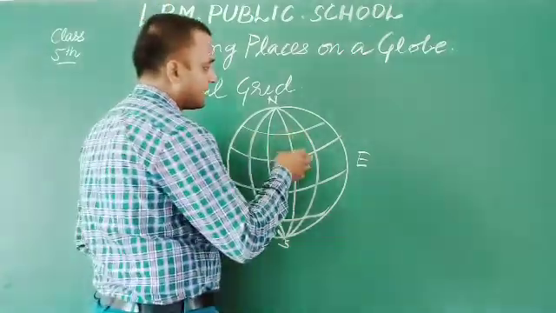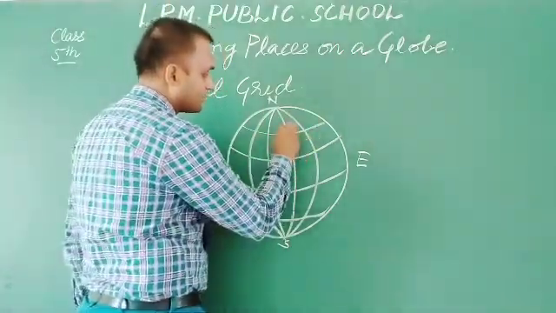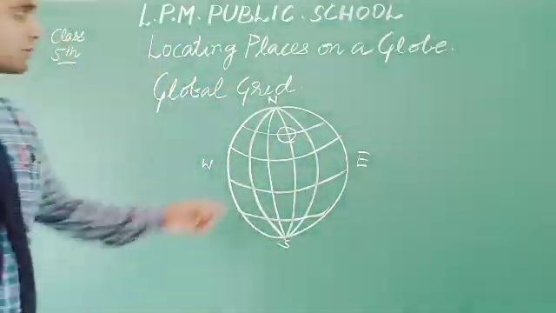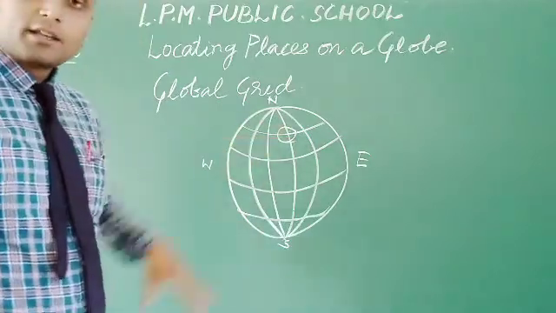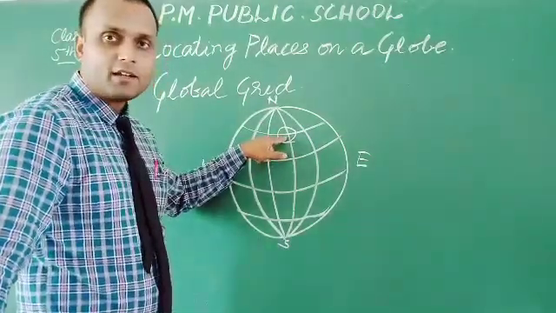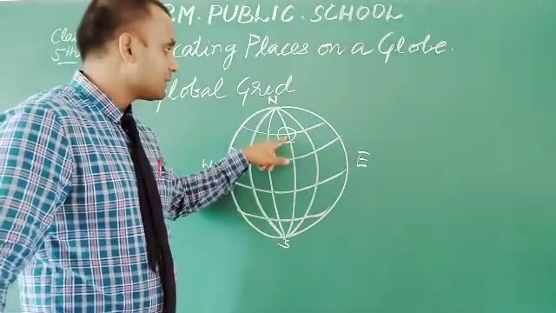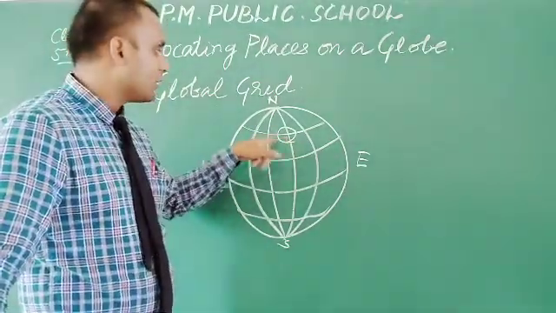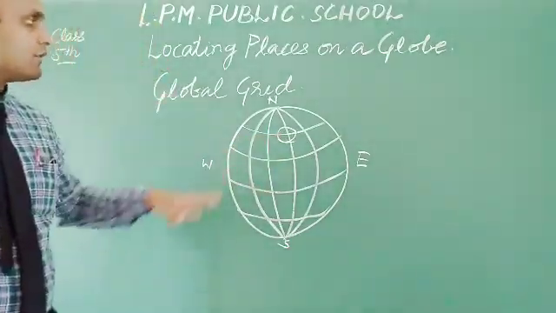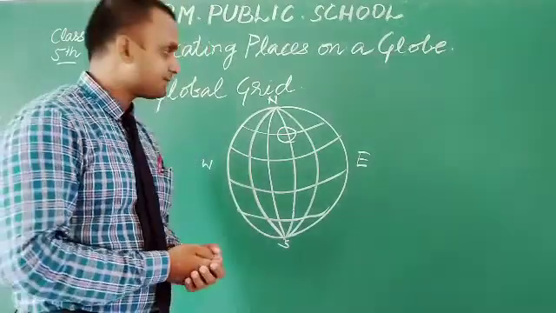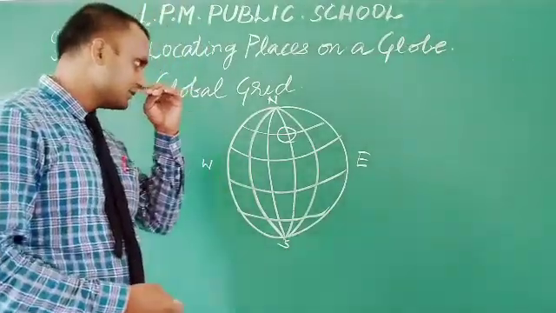Suppose we are taking any one point. Suppose we are taking this point. If any place lies here, then we are going to write the degree of that place. The place does not lie in any of these directions alone.